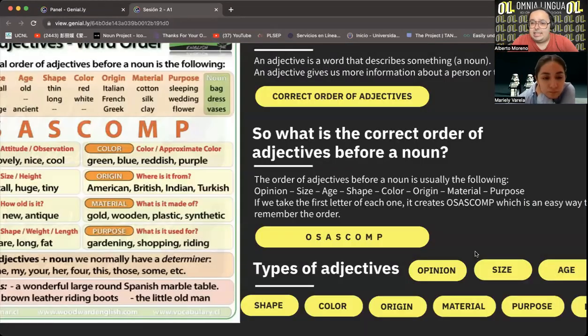Okay, so is it clear? ¿Sí está quedando claro, Marieli?